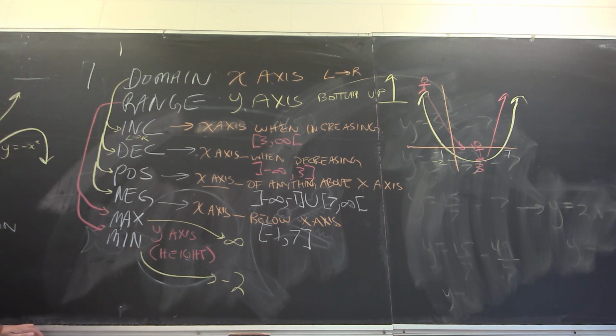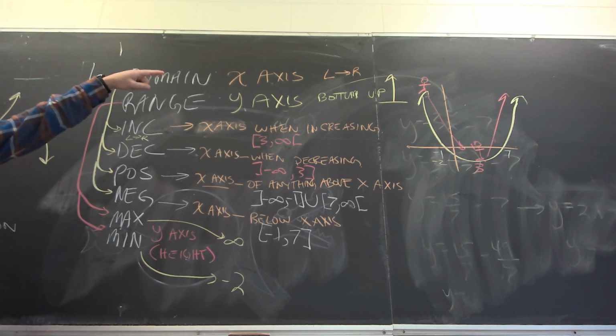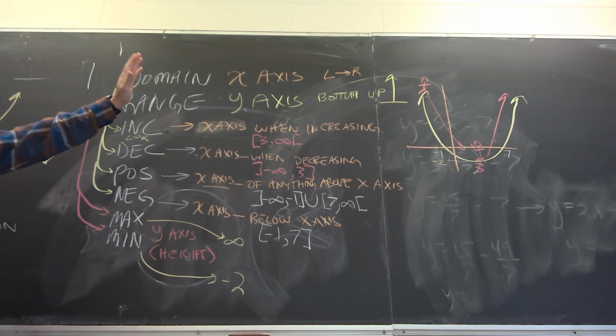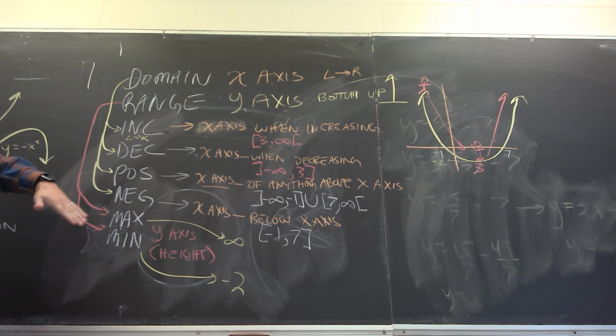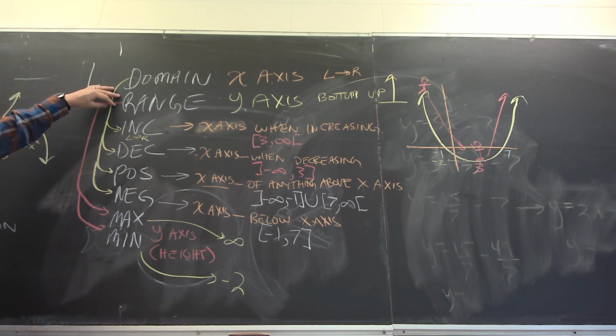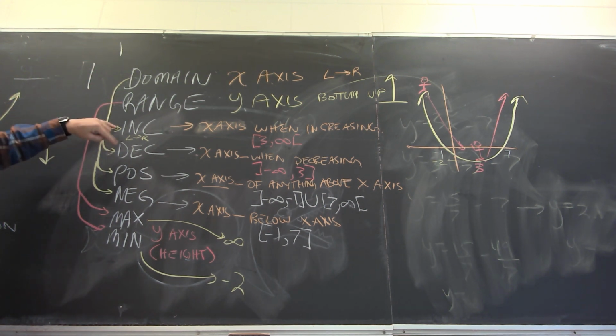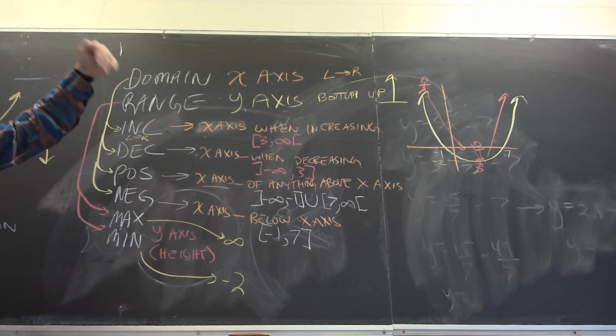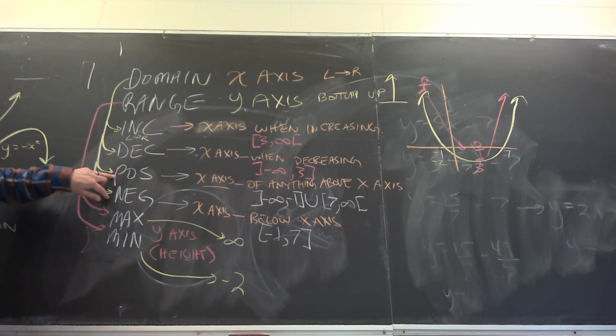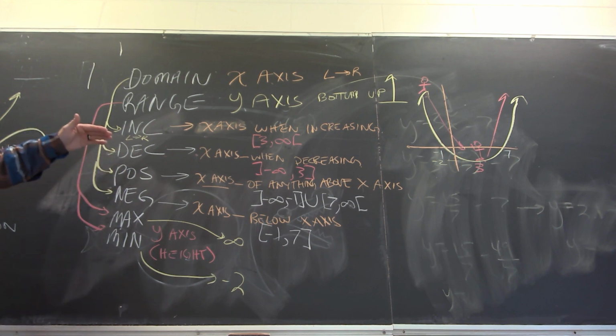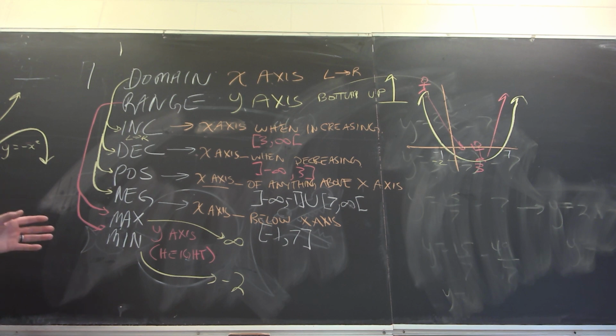Okay, but this is function properties in a nutshell. Domain is everything x-axis. It goes from left to right in terms of how I read it. Range goes from the bottom up, that deals with the y-axis, and then the increasing, decreasing are literally just where is the function going up, where is the function going down. We'll practice a bunch of these. And then positive and negative is where is it above the x-axis, where is it below the x-axis. But this is function properties in a nutshell.